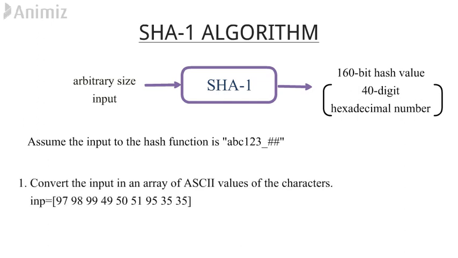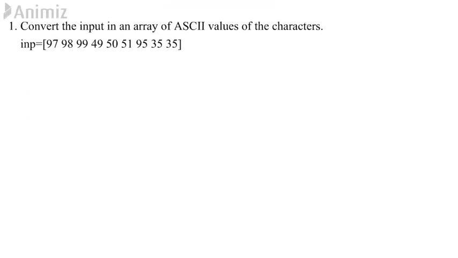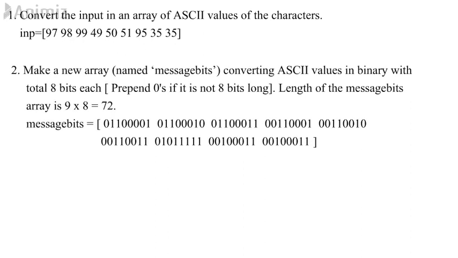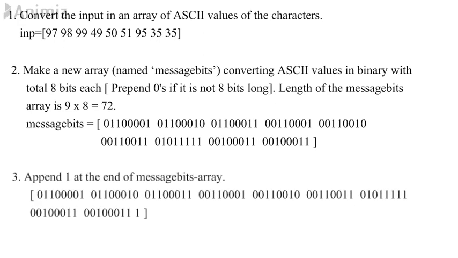First step is to convert the input into an array of ASCII values of the characters. Second step is converting each ASCII value to binary form with a total of 8 bits each. Prepend 0 if it is not 8 bits long. So now the length of the message bit array is 72. In the third step, append 1 at the end of the message bit array.